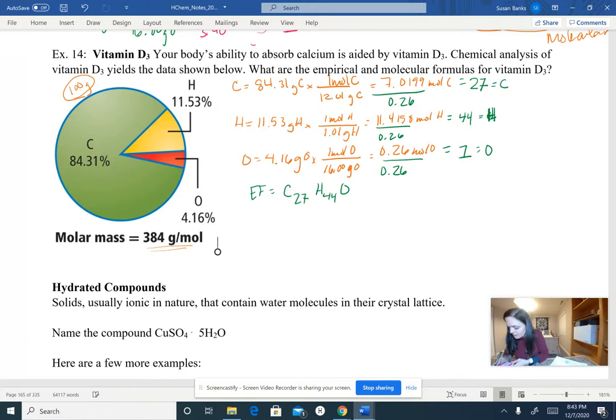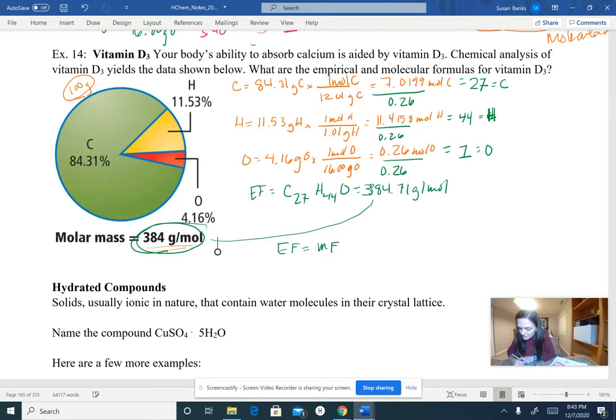Okay, so if I do my mass here of 27 times 12.01 for my carbons, plus 44 times 1.01 for my hydrogens, plus 16 for my 1 oxygen, I get an empirical mass of 384.71 grams per mole. Now, does that match my molecular mass? Yeah, it does. So because it matches, it means our empirical formula is the same as our molecular formula. So our molecular formula is C27H44O. That is vitamin D3.